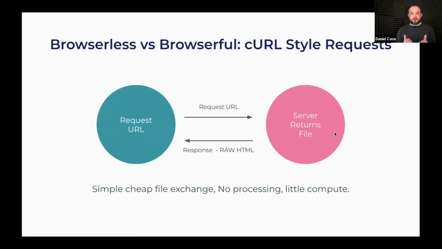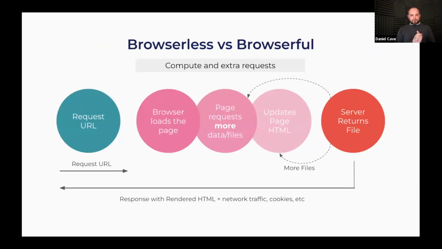So this is what we'd call a curl type request. It's a very simple, cheap file exchange, no processing time, very little compute required. You simply request a file from a server, and the server returns that file. In our case, in the web scraping world, that will be requesting the HTML of a page, and the server simply returns it, and there's nothing in between. Okay, very simple, very cheap.